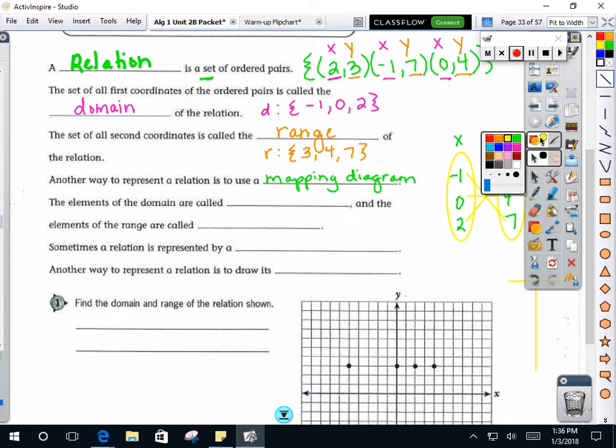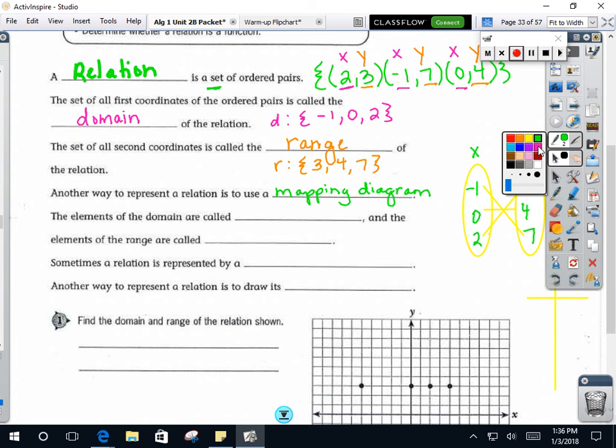Okay, so we know that the elements of the domain, those are our X values, right? Another thing that we can call those X values are inputs. Sometimes you may hear somebody refer to all the X values as inputs, and you may hear them refer to all of the Y values as outputs.